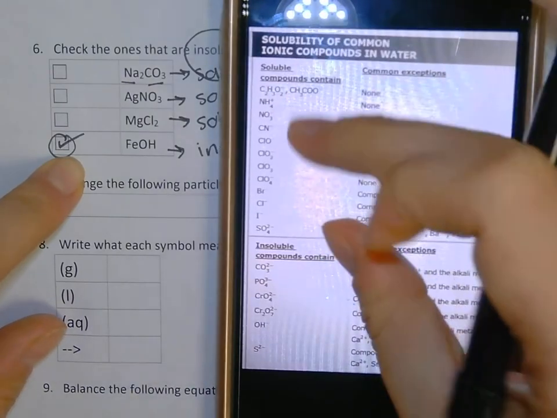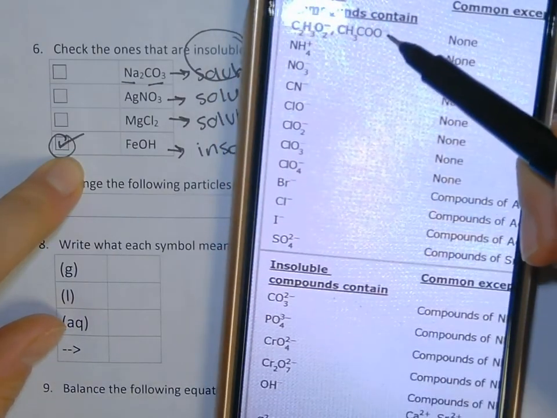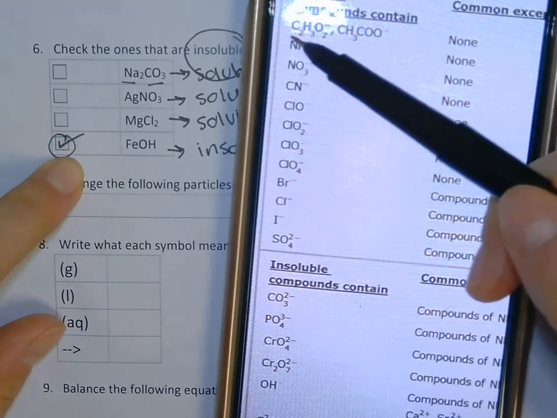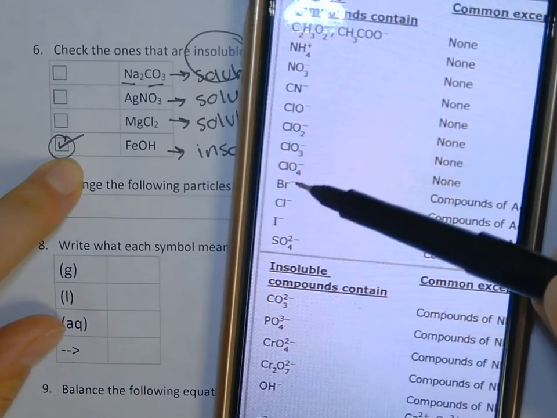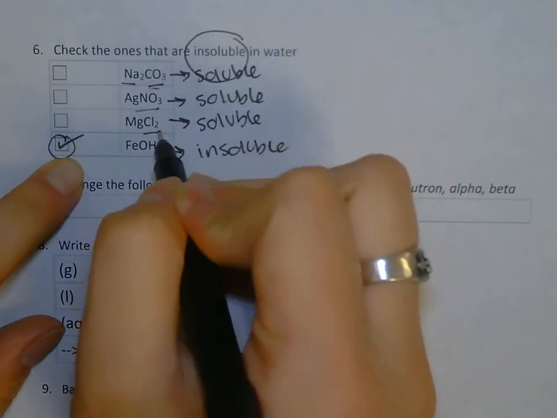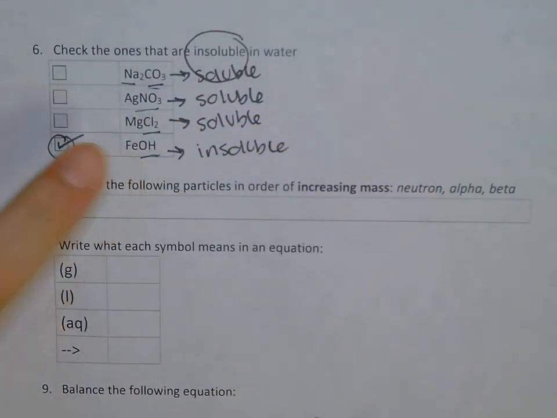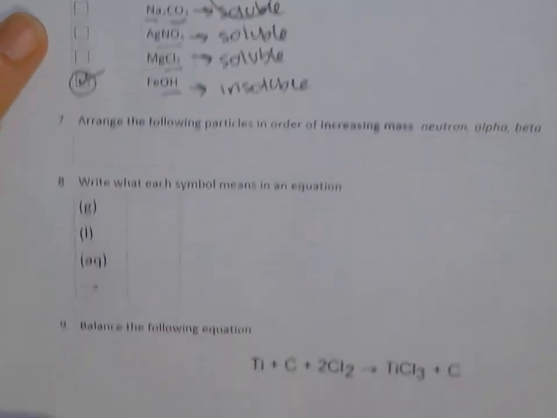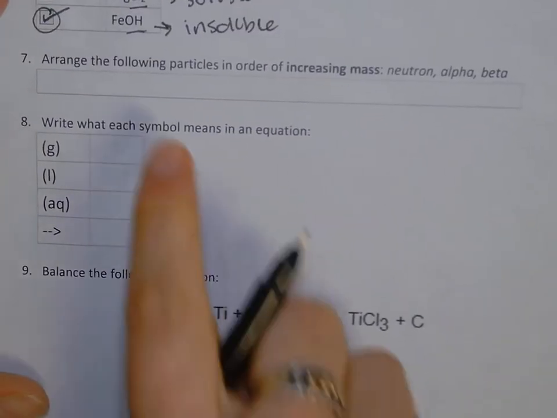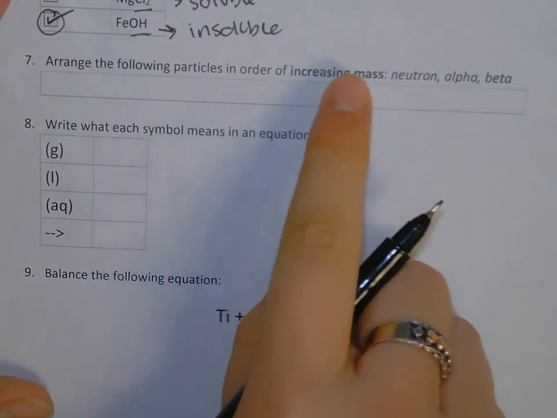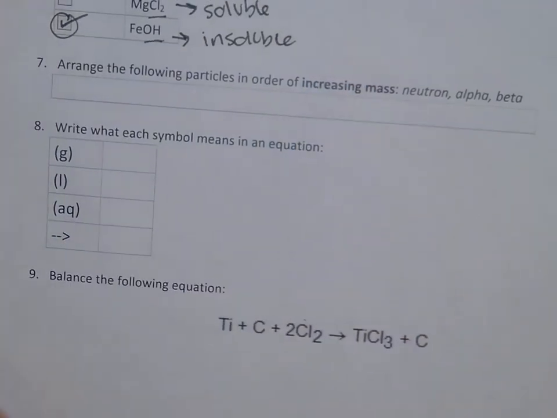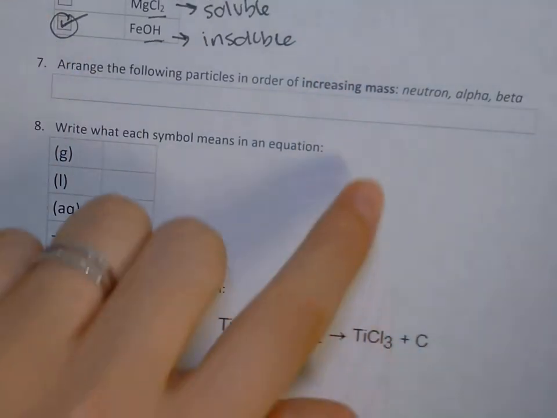This chart will tell you all about your anions. If you notice, all of these are, well, except this one, but all of these are going to be negative. So if it's negative, you're always going to look at your second set of stuff to find it on the chart. All right, moving on to number 7. Arrange the following particles in order of increasing mass. So we want lightest to heaviest.